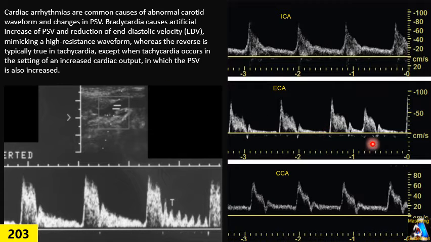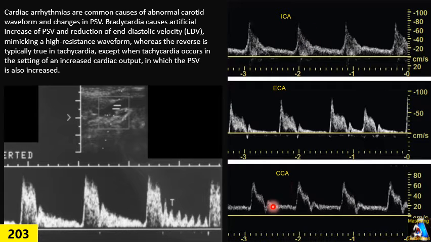Here we have the pattern of spectral Doppler in CCA, ECA, and ICA. The spectral Doppler in ICA is low resistance. As you can see, we have significant blood flow and velocity at the end of the diastole. In ECA it is high resistance. The end diastolic velocity is close to zero. And CCA is a combination of both.